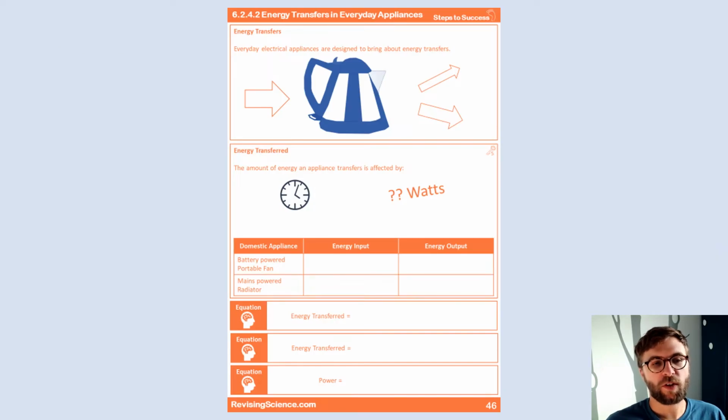So before we move on to energy transfers, you'll see at the bottom of the previous sheet there are some questions that you can have a go at and see if you can use those equations to work out the answers to them. Then we're going to move on to this page, which is energy transfers in everyday appliances.